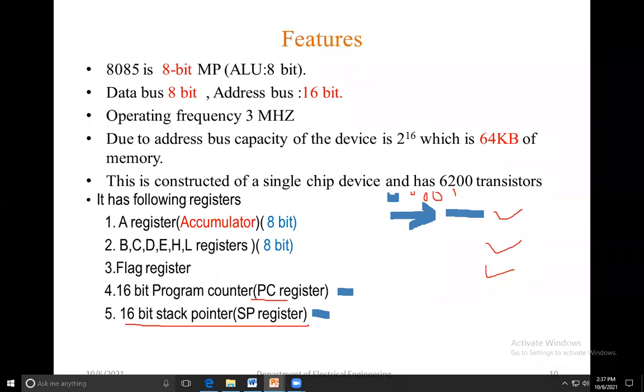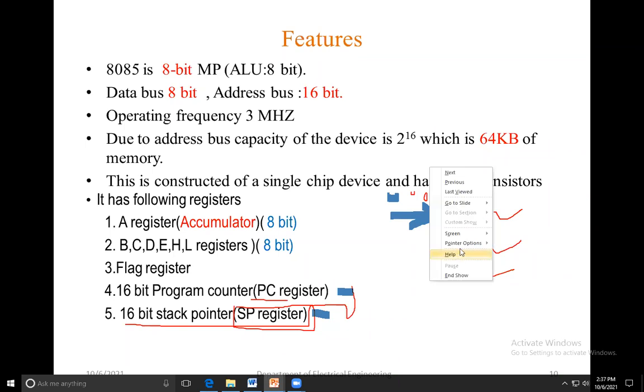Every time I go to an oral examination, I ask what is the difference between the stack pointer and the program counter, or what is the function of the stack pointer. The stack pointer is a 16-bit register. What is the use of this stack pointer? It is used at the time of an interrupt. If a student understands what an interrupt is, then he can understand the use of the stack pointer. You must remember only this: the stack pointer is used in the interrupt section.